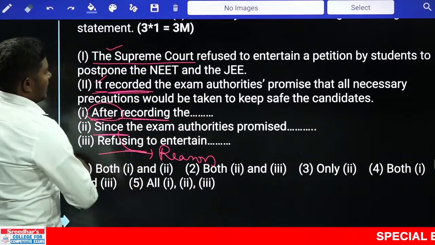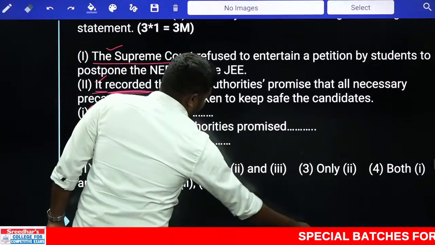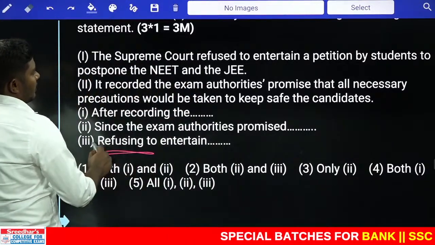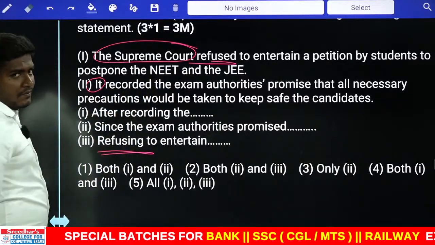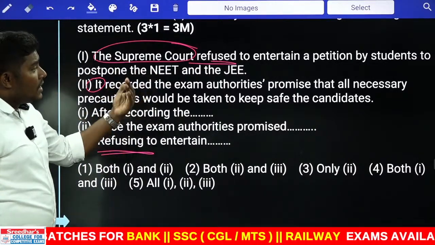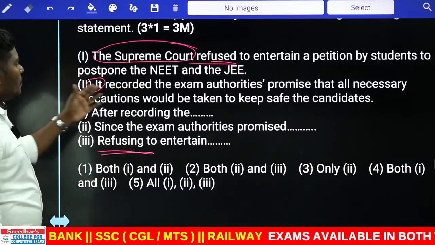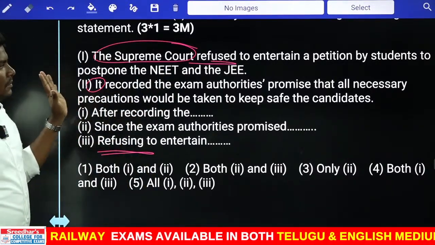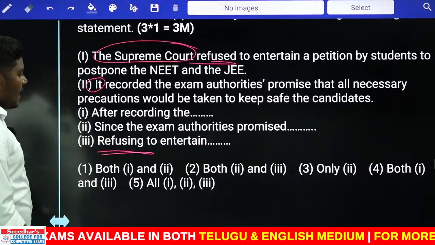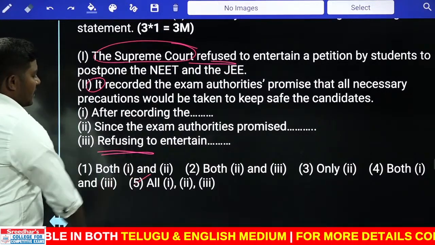Next one, what is the next one here? Refusing. Where is the word refusing? Say again, the subject of the two statements is the same. You can start with refusing also. Let us see. Refusing to entertain a petition by the students to postpone the NEET and JEE, the Supreme Court recorded the exam authorities' promise. That is possible. So do we have all three combinations here? Yes, that goes with the fifth one.